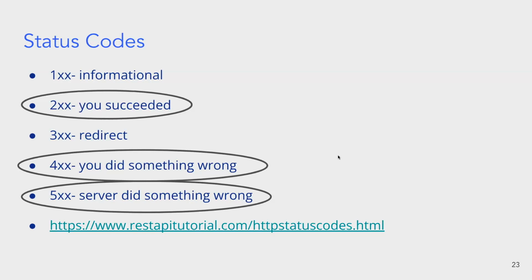If your status code starts with a 5, that means that the server did something wrong. So if you're the client, you can't really do much about this because it's the server's fault that something happened. And you might just have to wait until the server comes back up again. And there's a bunch of other status codes too that you can see at this URL I linked. But these are the main ones that you should be familiar with.